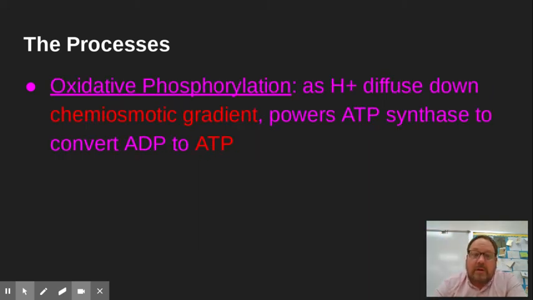Now, the last step here is oxidative phosphorylation. You use the potential energy in that gradient, and when the protons are flowing down their electrochemical gradient or their chemiosmotic gradient, it makes ATP synthase spin, and that powers the joining of ADP to phosphate to make ATP.